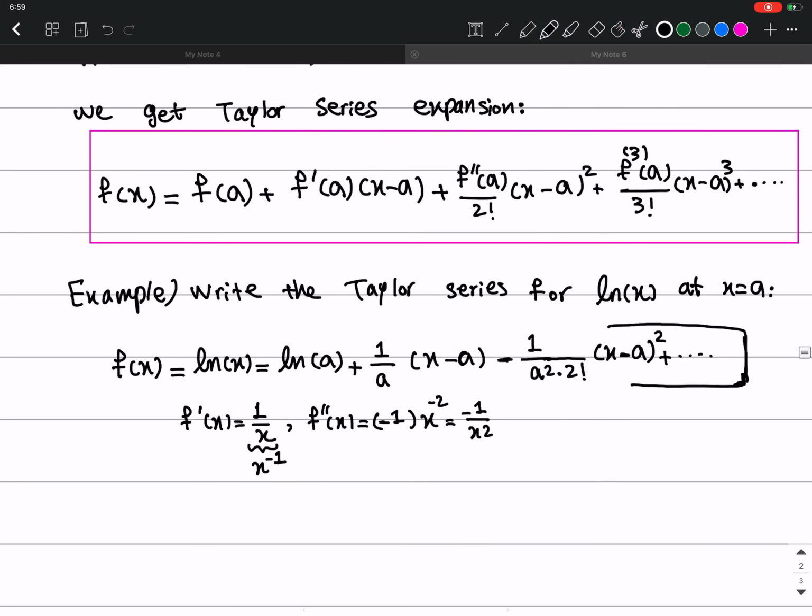Okay? And you can do it for other functions like sine x. And I ask you to do this at home. I'm just going to do the first terms, and I ask you to do the other terms. So it's going to be sine a plus the first derivative with respect to x, which is going to be what? It's going to be cosine x. So I have cosine a times (x minus a). And then the second derivative, so cosine x is going to be minus sine x, so I have minus sine a over 2 factorial times (x minus a) squared, and then you do other terms. Okay.